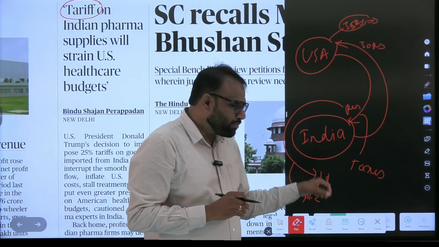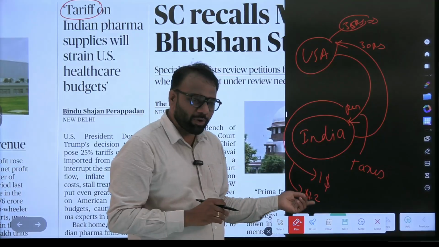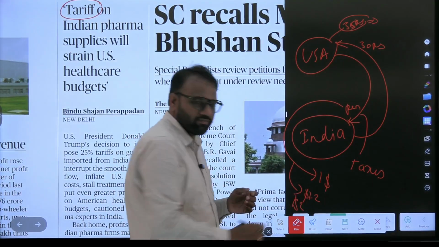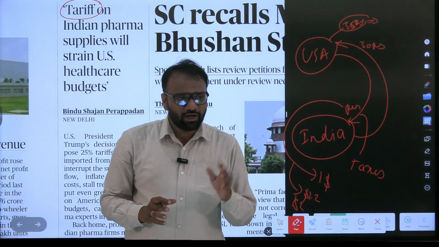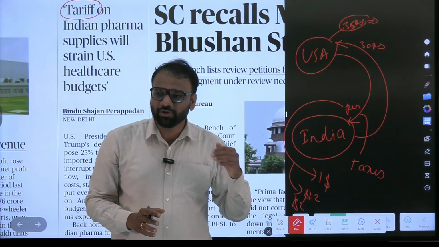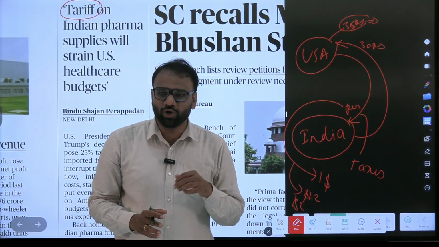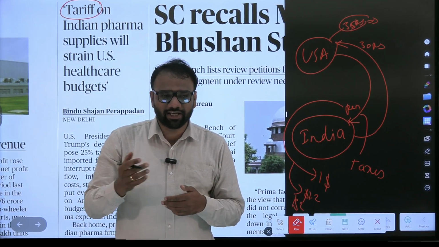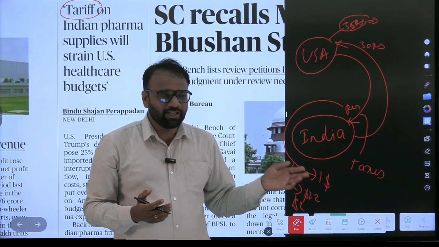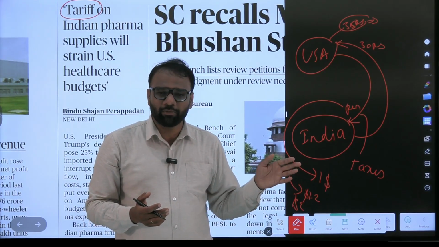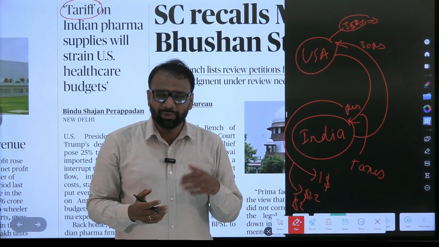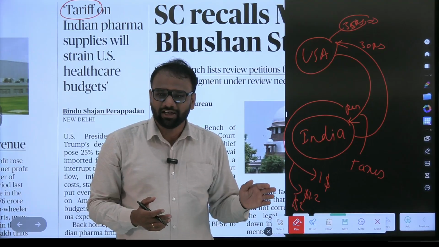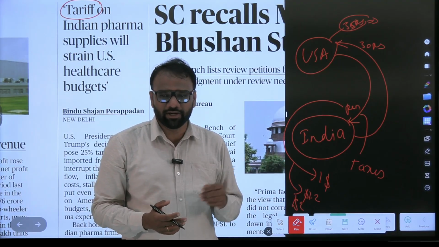But suppose a pen is available for $1, and if you impose more taxes and it becomes $2, the same pen, the actual cost is $1, but you are imposing an extra tax of $1, so it becomes $2. Now what happens to its selling? Will the selling increase or decrease? It will decrease, because Indians will not buy a product which has become costlier. So automatically, the sale will get reduced.